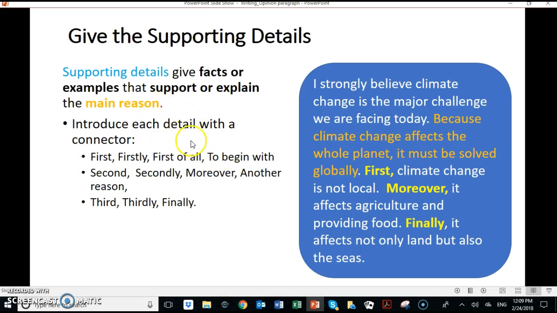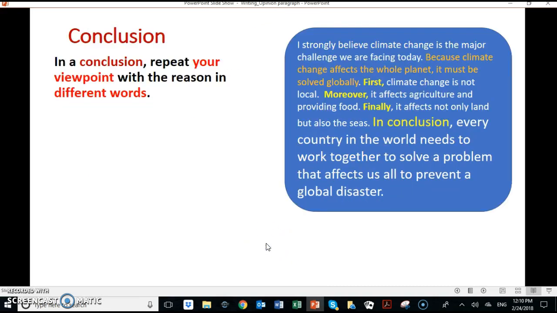And then I need to introduce each detail. I have to give my supporting points. And by beginning each point with a connector, I as a writer help the reader see that I have 3 reasons. First, moreover, finally. And each of these points supports that it has to be solved globally. It's not local. Agriculture affects the seas, not just land.